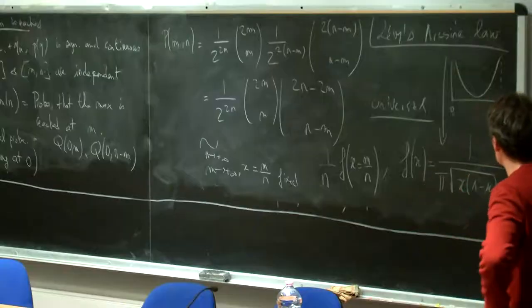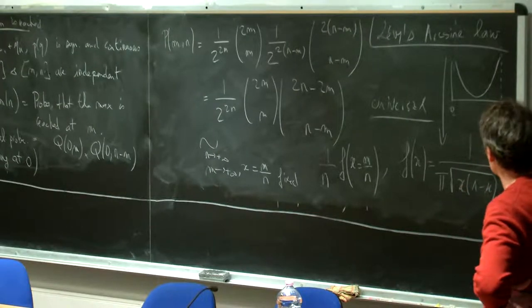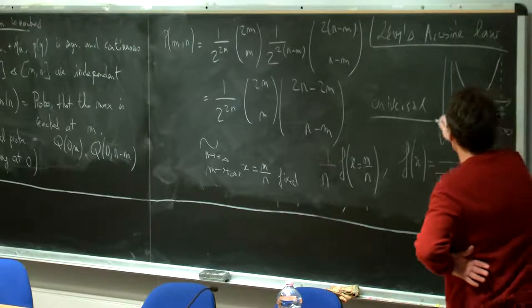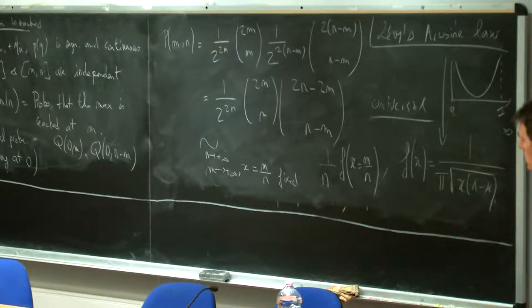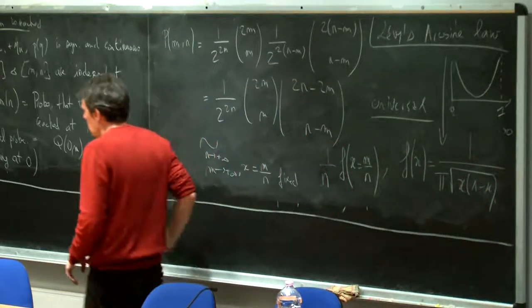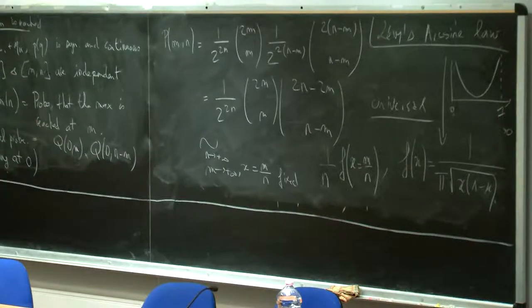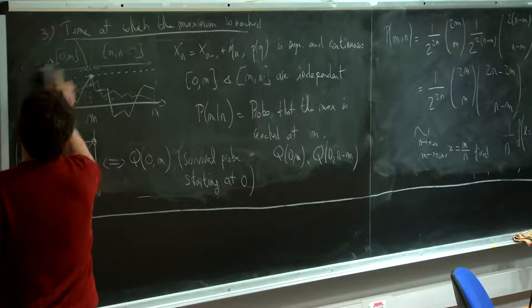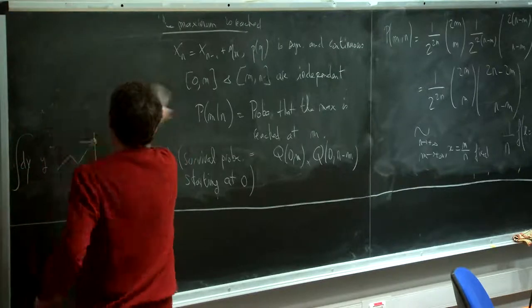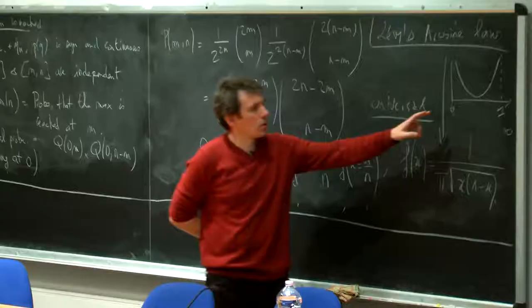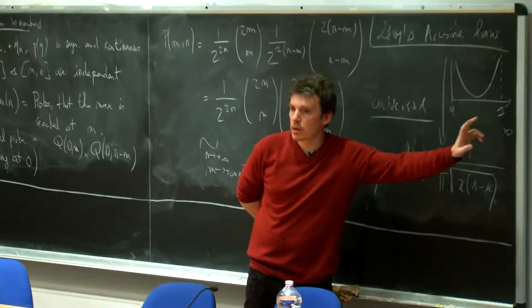So that means that with high probability, you will reach the maximum either at 0 or at 1. And what does it mean? Well, it means something rather deep for the Brownian motion: it's much more likely to reach the maximum close to 0 or close to 1.